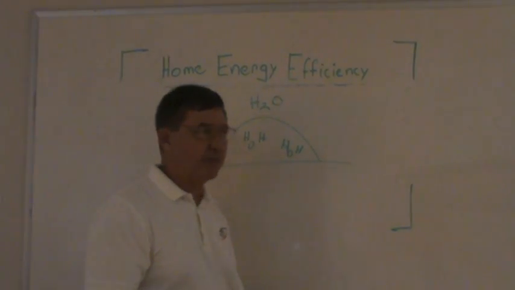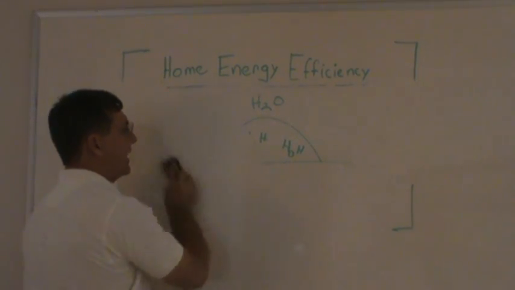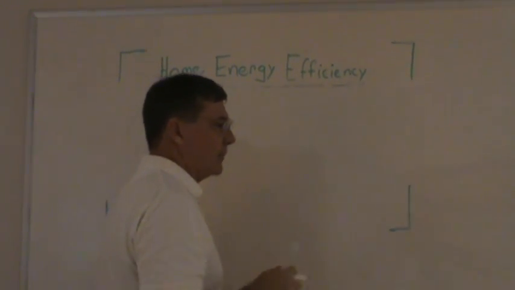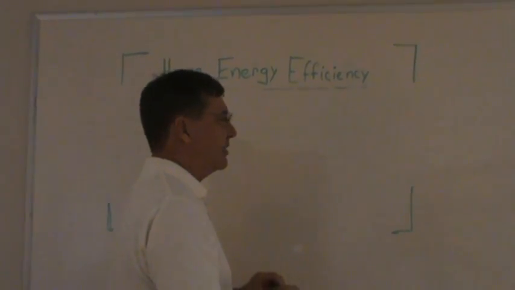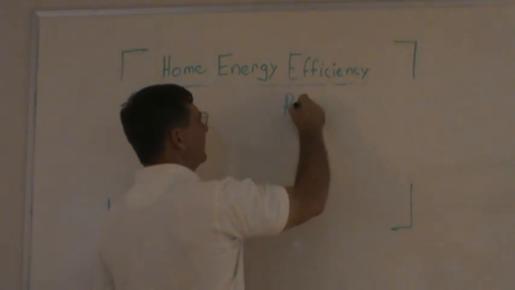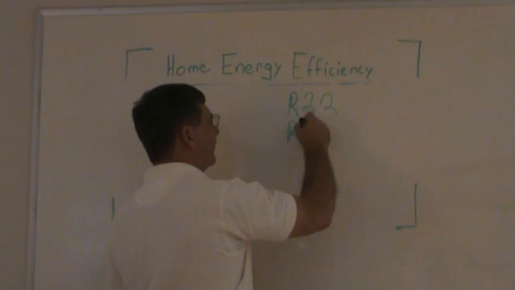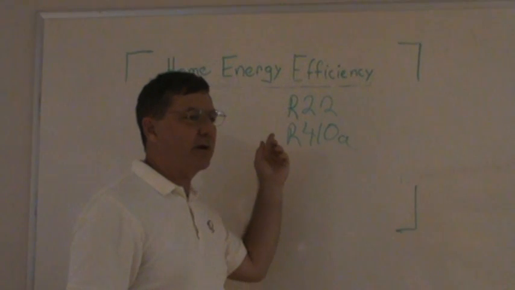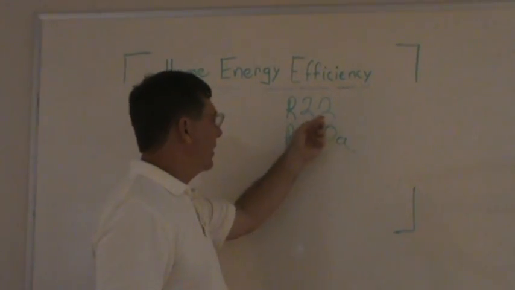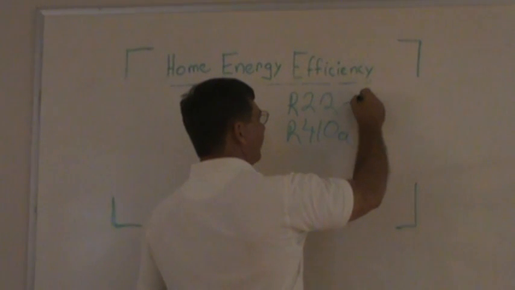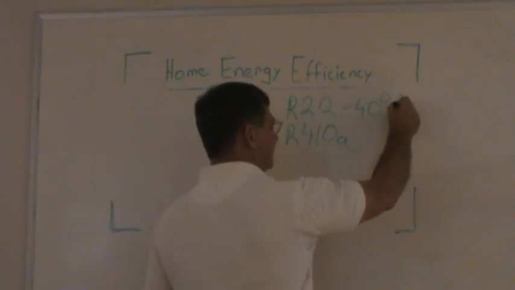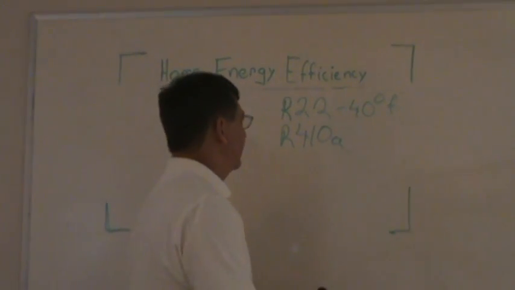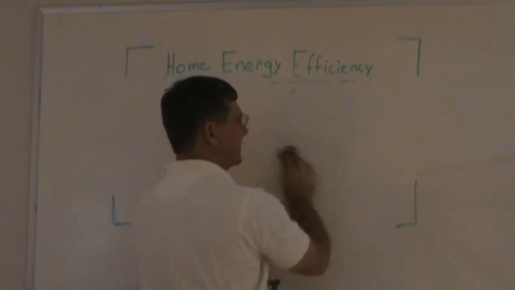Water can be used as a refrigerant, and of course it is and has been for centuries. But there's more modern types of refrigerants. There's R22 and R410A. And by the way, water evaporates at 212 degrees Fahrenheit. R22 evaporates at 40 degrees below 0 Fahrenheit. So we can take advantage of that marvelous type of refrigerant in an air conditioning system.